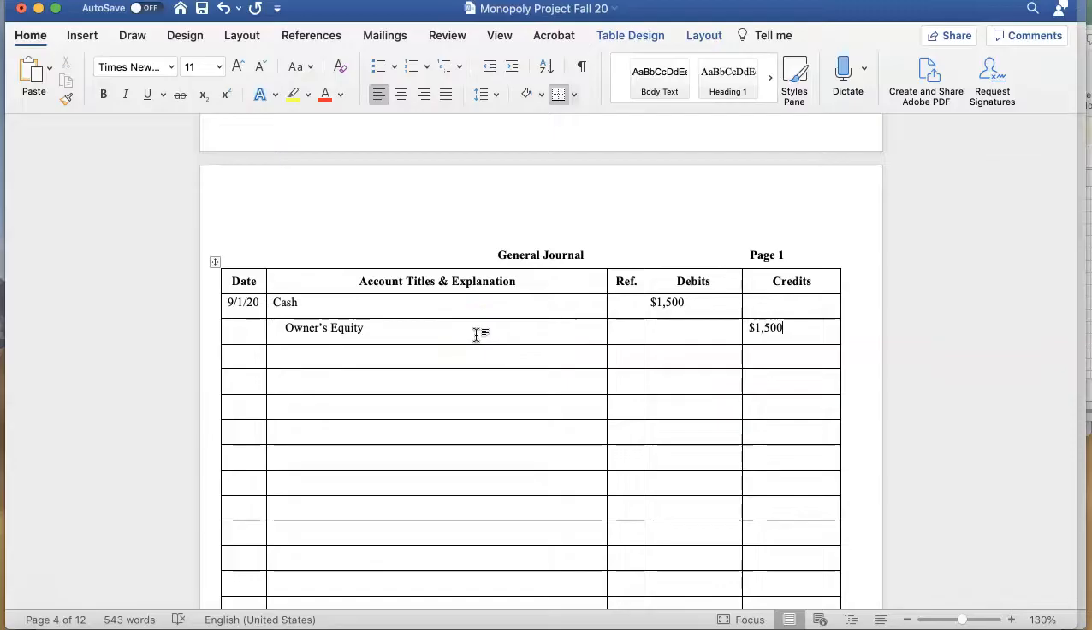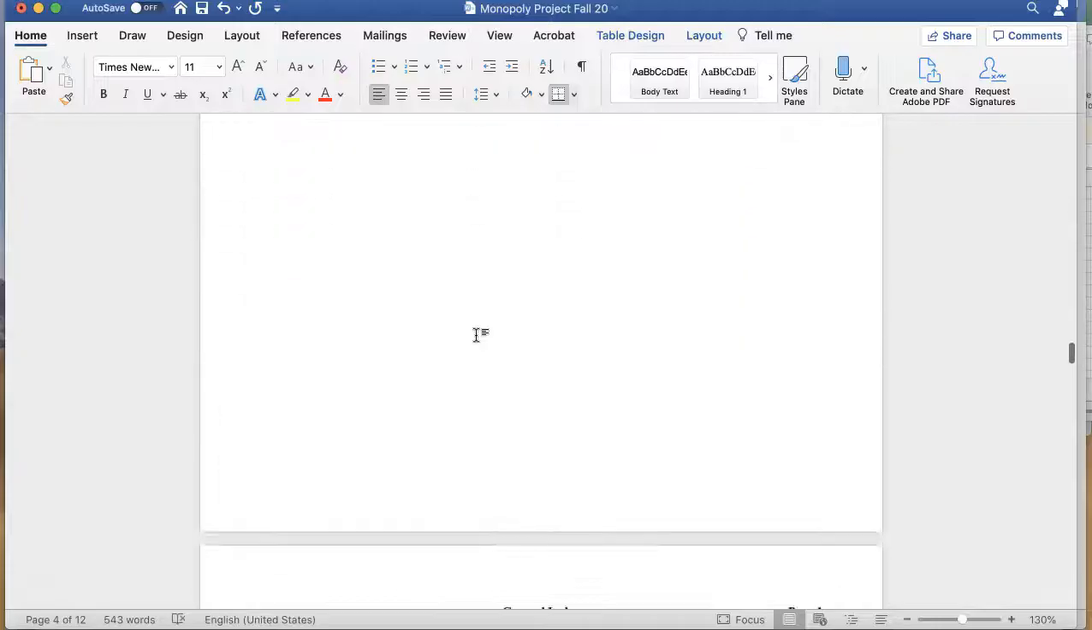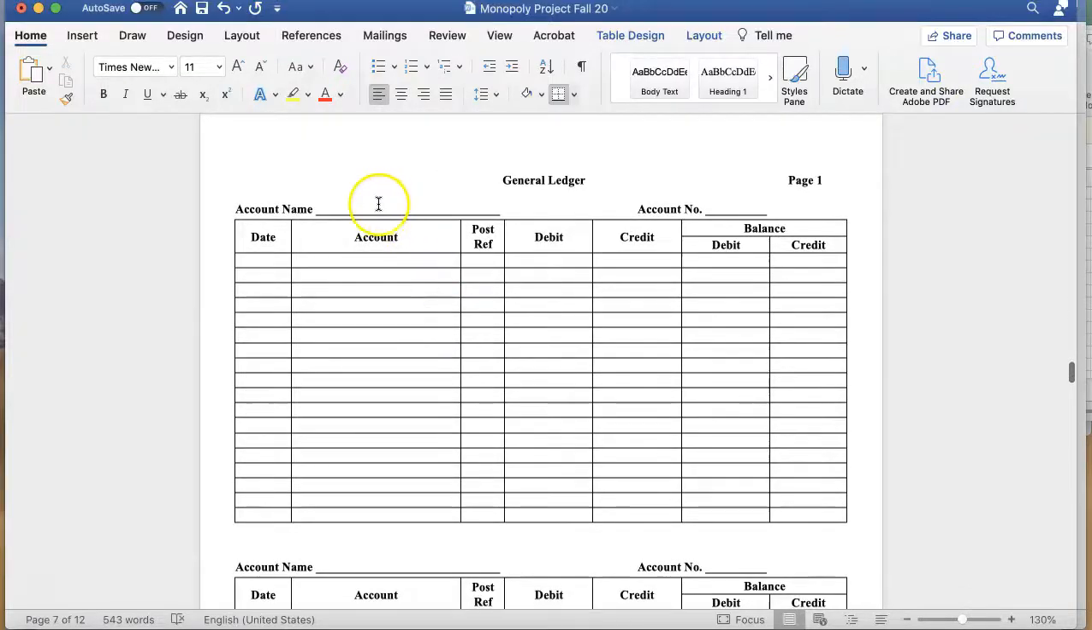So I also want to then post this entry to the ledger. So now I'm going to go to the first page of the general ledger, and I'm going to show you how to set up your accounts for this specific project. So I'm going to start with the first account that I know we're going to use, and that's going to be the cash account. And I have given you more rows in this account than any other because you have more cash transactions in this project.